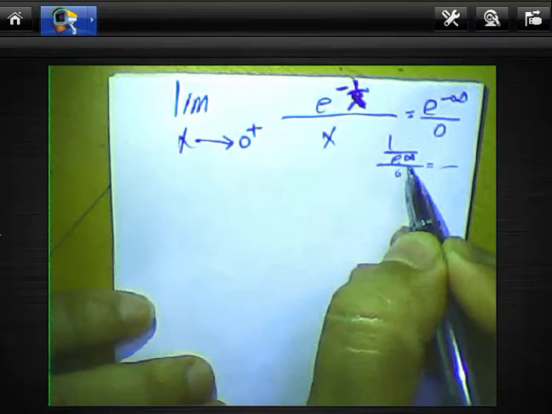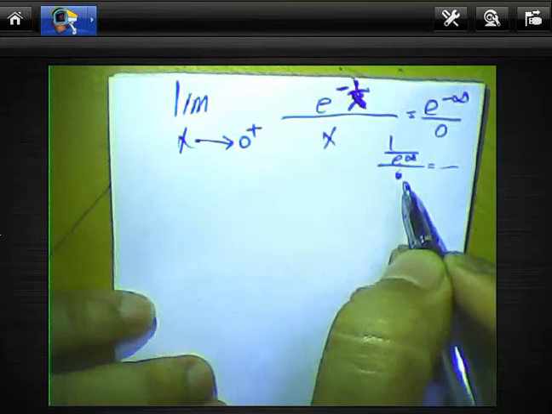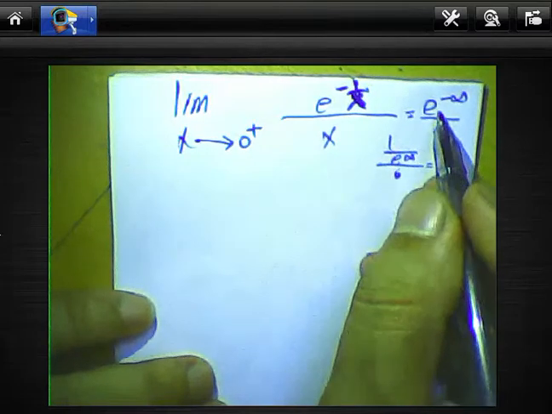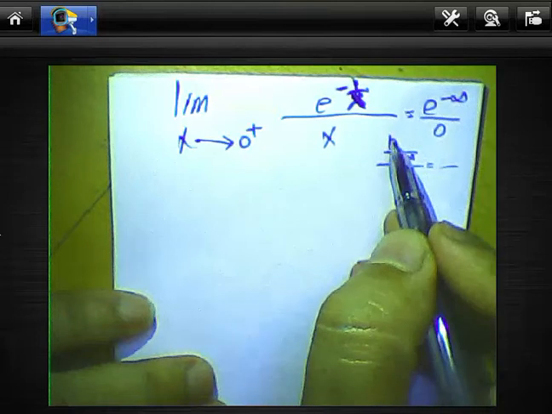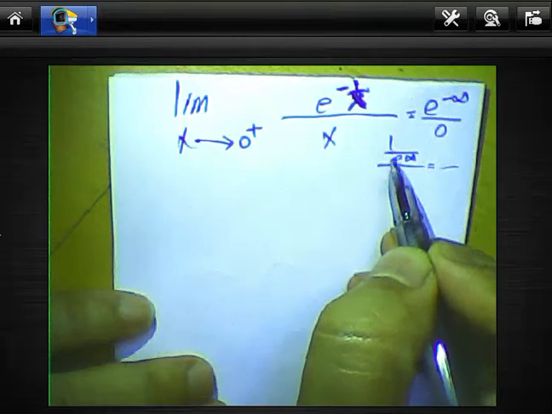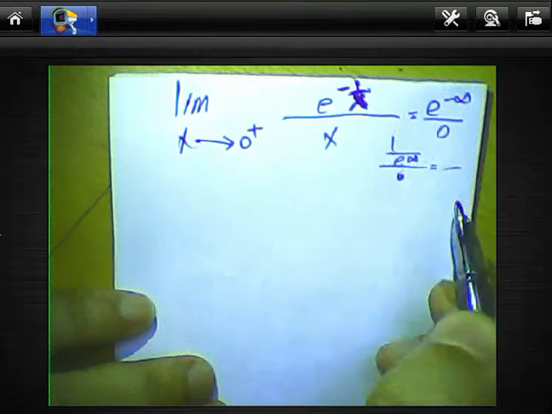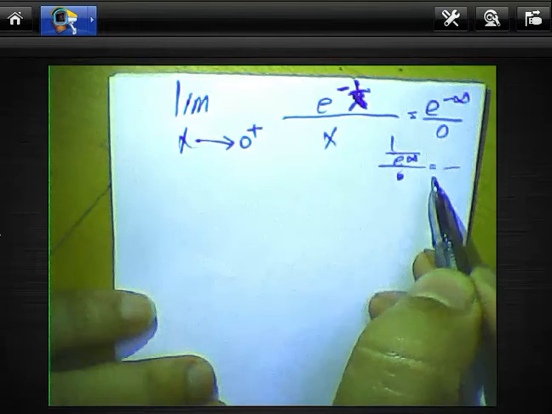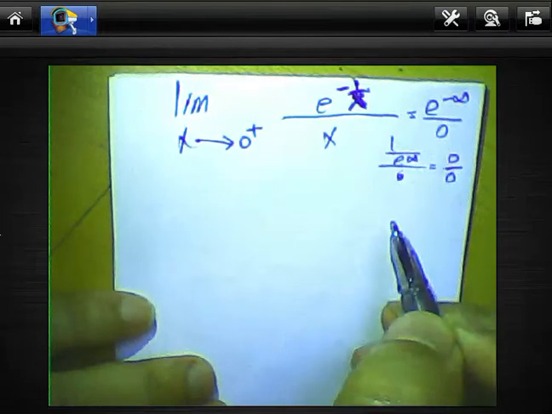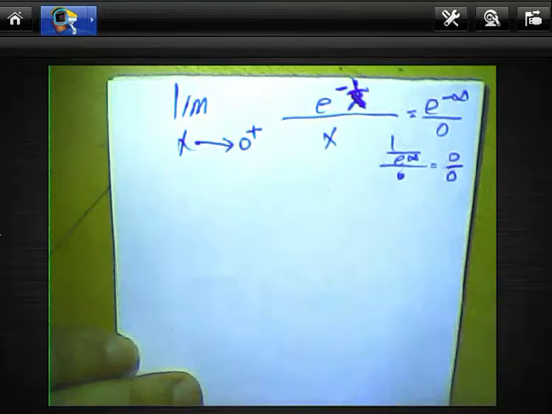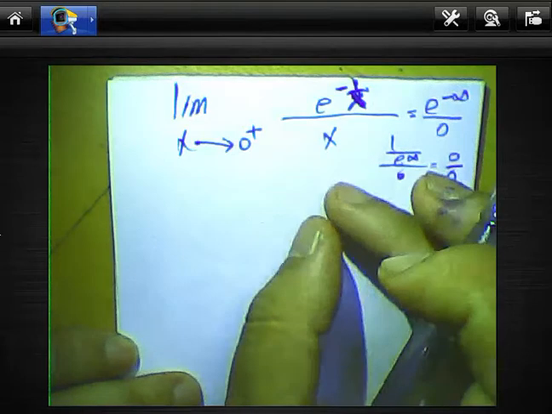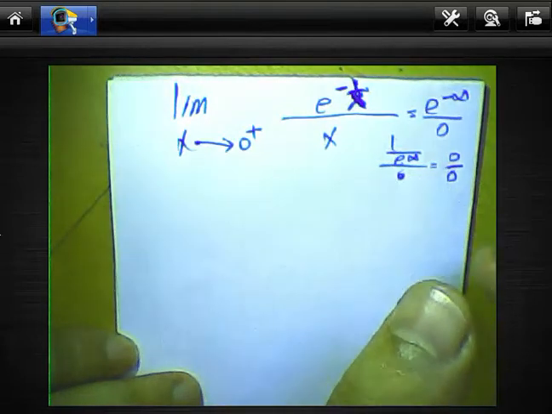We know e to the power infinity is infinity, so e to the power negative infinity equals 1 over e to the power infinity. It will be equal to 0. 0 over 0 is undefined, so we must take the derivative of the numerator and denominator. But if you do this method, you will keep getting the same form, because the denominator will be x all the time.